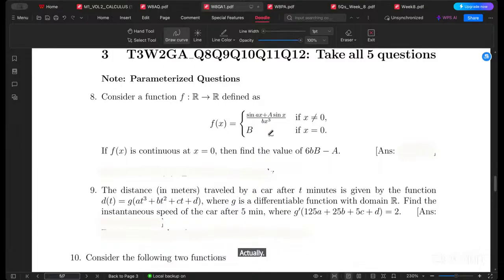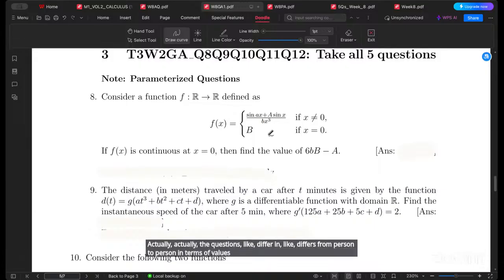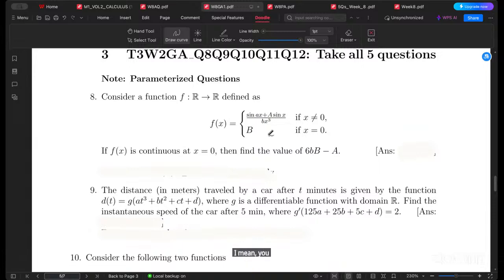Actually, at least questions differ from person to person in terms of values. The material remains the same, but the value changes. Okay, ma'am, fine. If you do that, it will be helpful to score at least a few marks in GA. Ma'am, I'm very clearly feeling that you are trying to fool me. No, ma'am, I'm not saying that.